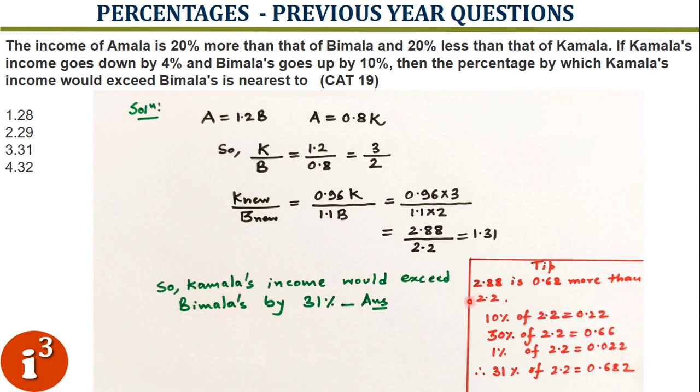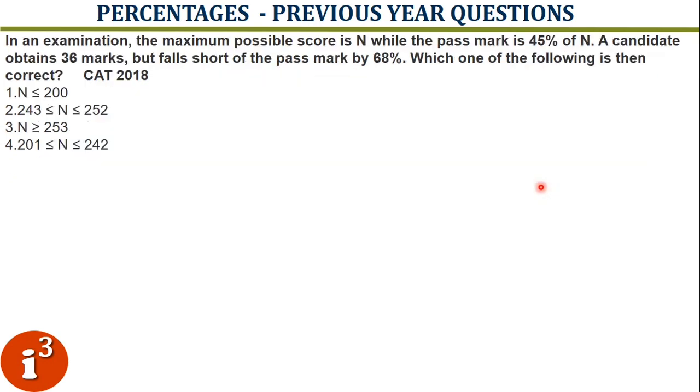So for 2.2, you know 30% is 0.66, 1% is 0.022. So 0.68 will be around 31% more than 2.2, meaning 2.88 is around 31% more than 2.2. So for K new by B new, Kamla's income would exceed Bimla's by 31%. So you need to mark option 3. Okay. This is also a very simple problem, just calculations of 20-30 seconds. Okay, next question.